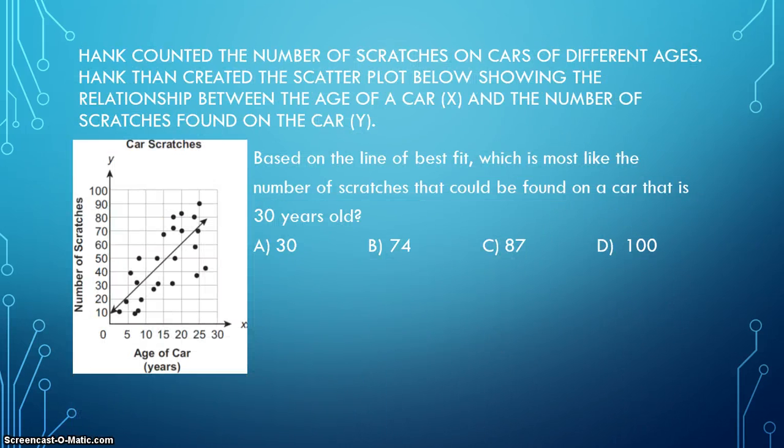Alright, so what I have now is an example problem. I want you to go ahead and try it on your own. Once you have your answer, I want you to unpause the video after you pause it when I tell you to. So go ahead and pause now, and I'll be waiting.